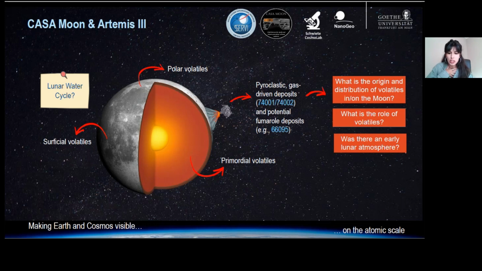In particular, there are some samples associated with volcanic eruptions that serve to understand the origin and characteristics of interior lunar volatiles and their behavior during transport and eruption onto the lunar surface, like pyroclastic gas-driven deposits and samples associated with fumarole deposits. Therefore, these samples are key to constrain the origin and distribution of volatiles in and on the moon, to assess the role of volatiles, and to answer other important lunar science questions, like, did the moon ever have an atmosphere, for example?